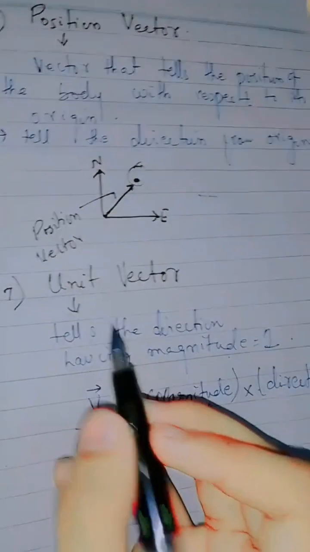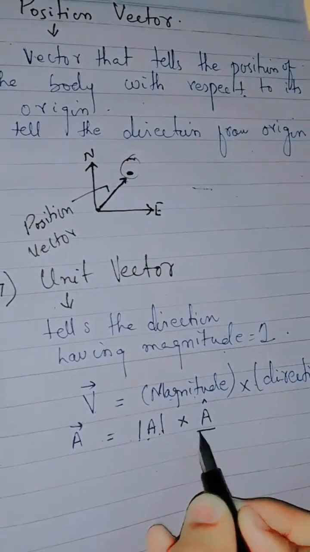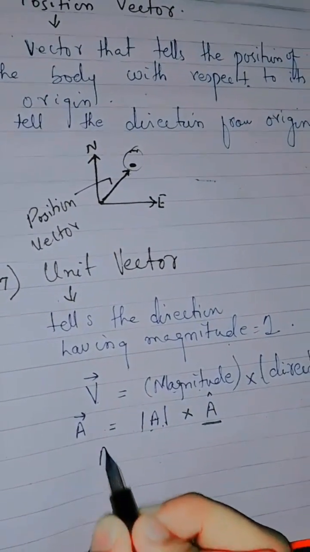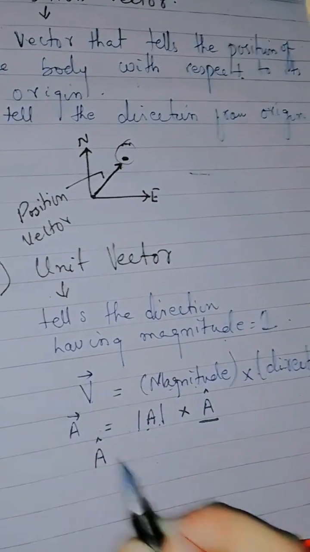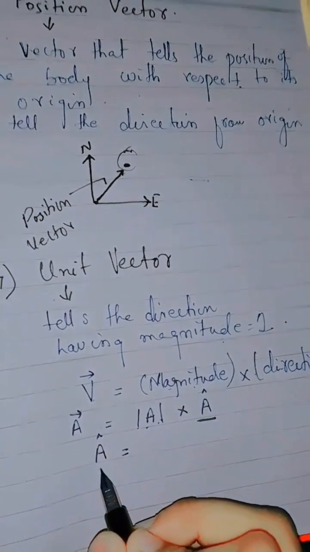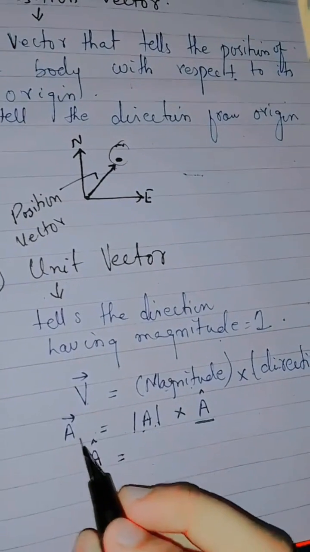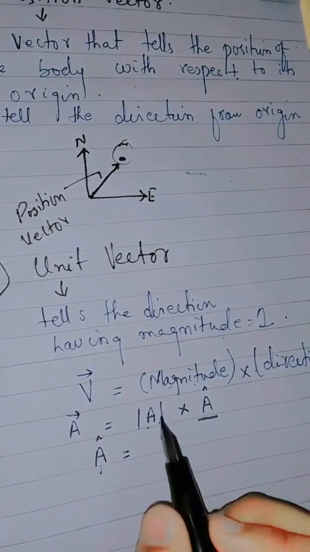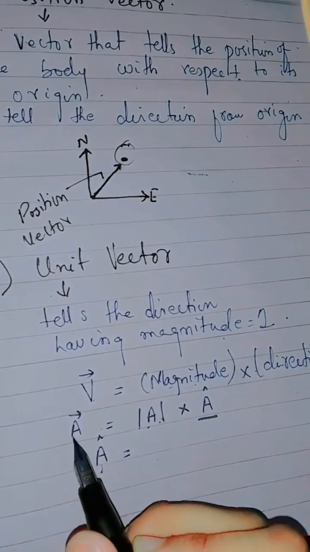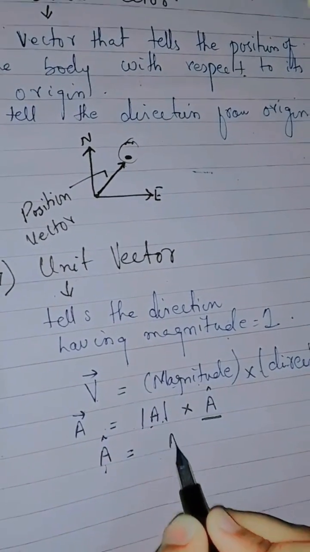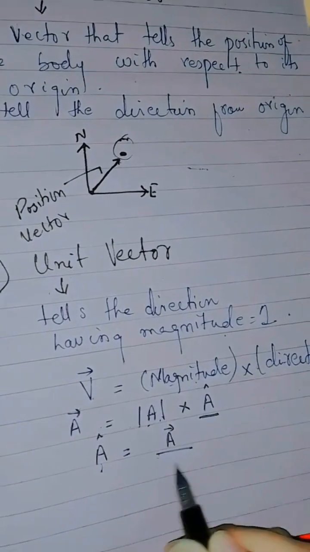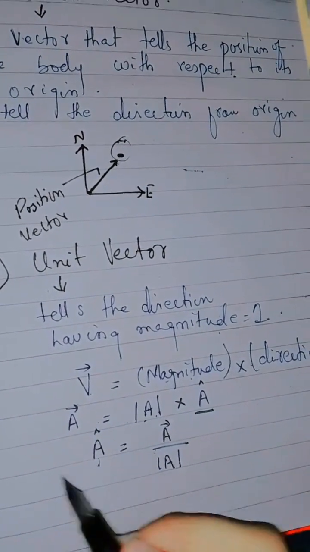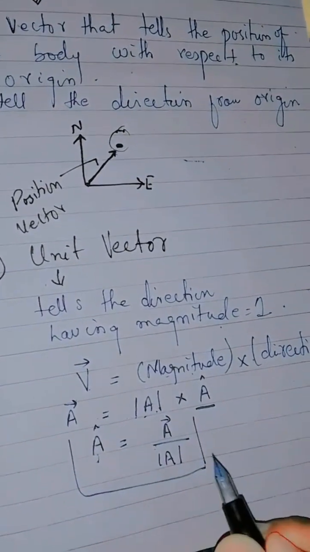So basically the unit vector tells the direction. If you want to make a formula of unit vector, that is the direction, so it will be a unit vector. And the magnitude is multiplying with direction, so here if you want to make the formula, the magnitude will move there, so it will divide, and the vector divided by the magnitude of vector. So that will be the formula for the unit vector.